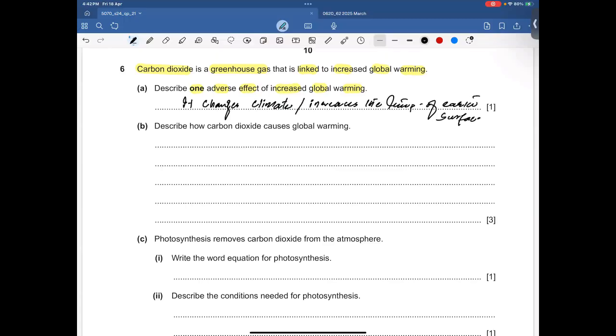So this increases the temperature of the Earth's surface, which is why climate changes. Okay, you can write the whole statement. Describe how carbon dioxide causes global warming. That's easy. We have discussed this in class.